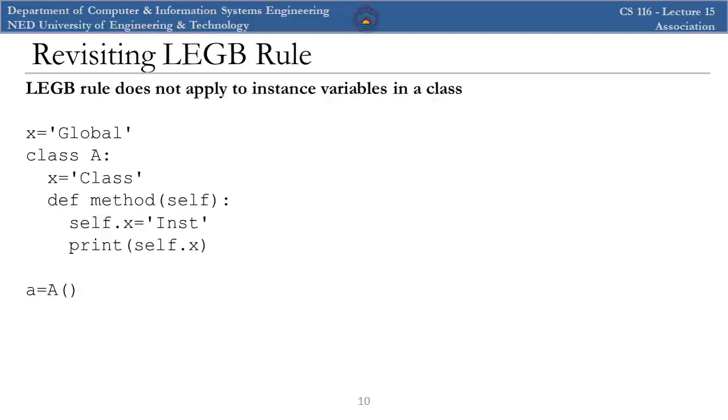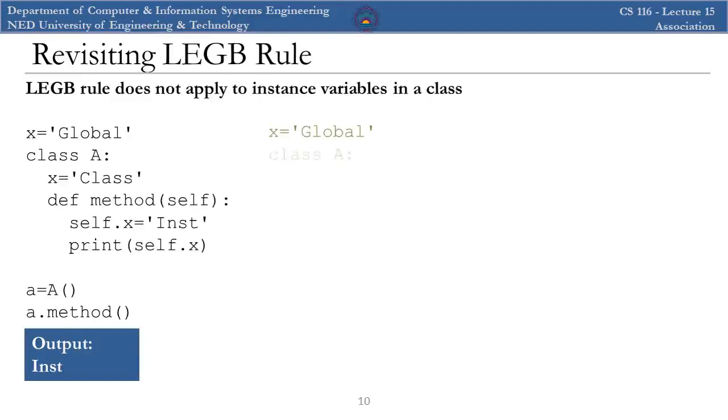So let me instantiate an object of this class A, this small a, and then let me call this method. Now what should it print? It will access this method from class A, and there I have already defined an instance variable x, and that will be printed. So it should print inst, instance. Inst is for instance. So here it is.